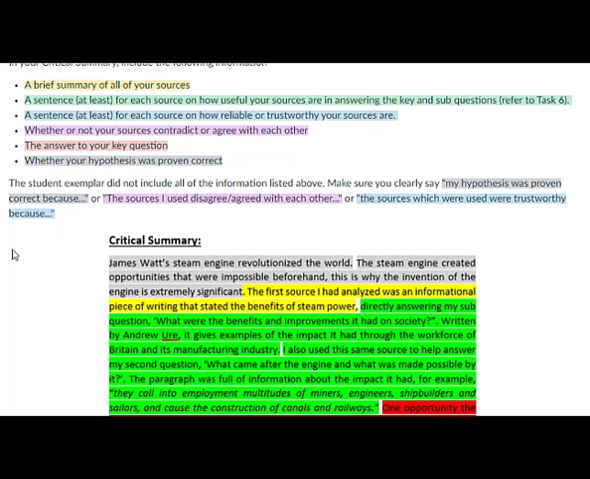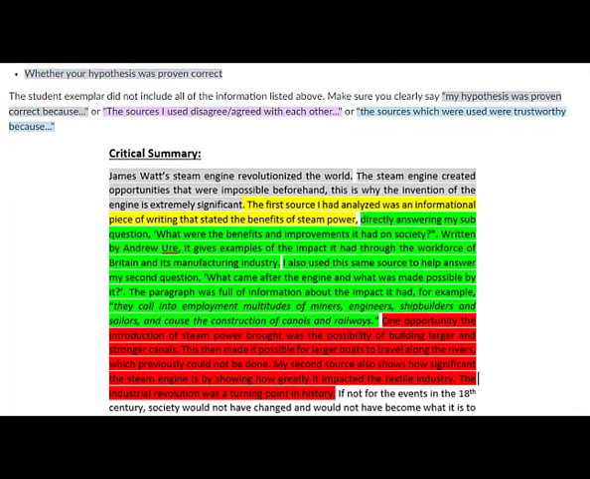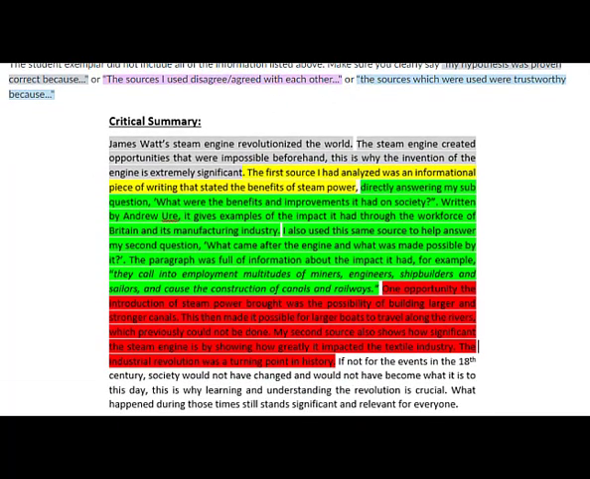The next bit, the student didn't do this in their example, and they'll be marked down for it. But what you have to do is write at least one sentence saying how reliable or trustworthy your sources are. So what you're going to say is something like this: these sources which were used were trustworthy because maybe they were there and they saw it happen. Maybe they are an expert on the topic. There's lots of reasons why a source will be trustworthy or reliable. There's a video at the bottom of the page to help you answer those questions.